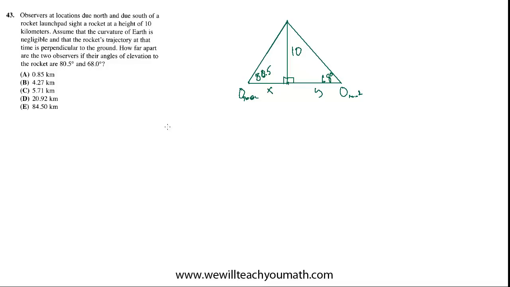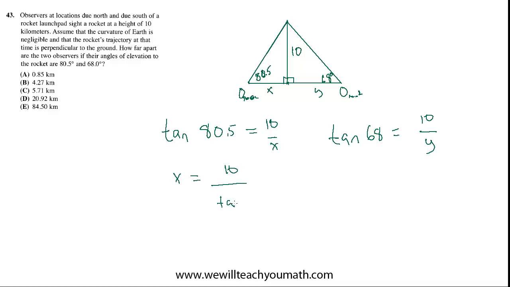So let's work this out. For the left triangle, we have the tangent of 80.5 degrees equals opposite over adjacent, right, SOHCAHTOA, so that's 10 over x. And then for the other guy, we can say tan of 68 degrees equals still opposite over adjacent, but it's a different triangle now, so opposite the 68 is 10 over y. And then we can solve each of these. So x is going to equal 10 over tan 80.5, and in this case y equals 10 over tan 68.